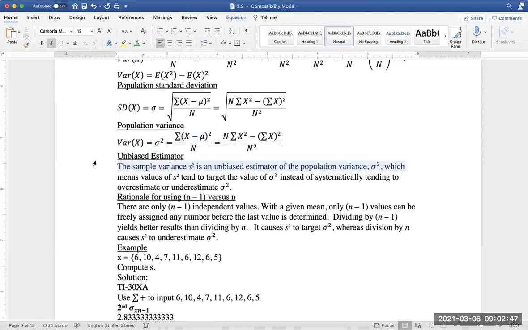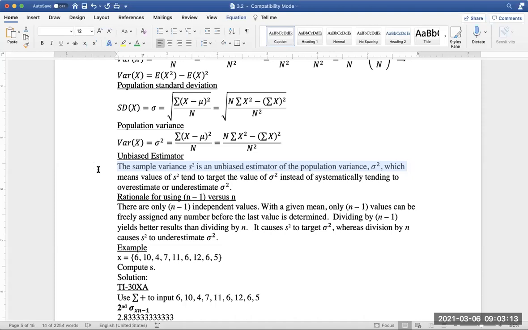So the sample variance, S squared, is an unbiased estimator of the population variance, sigma squared. This means that S squared tends to target the value of sigma squared instead of systematically tending to either overestimate or underestimate the value of sigma squared.